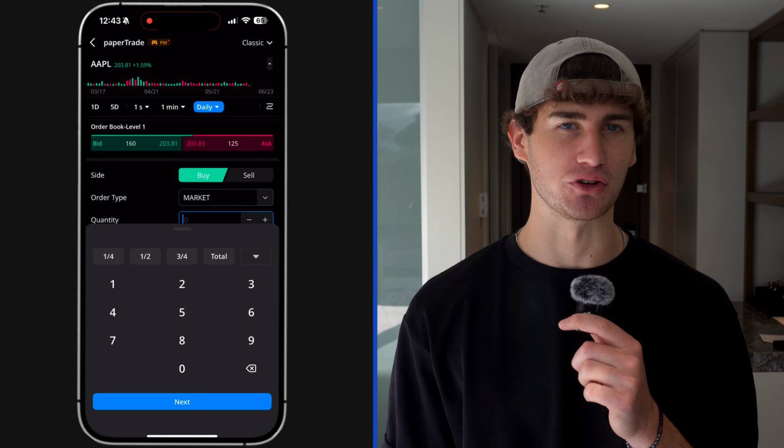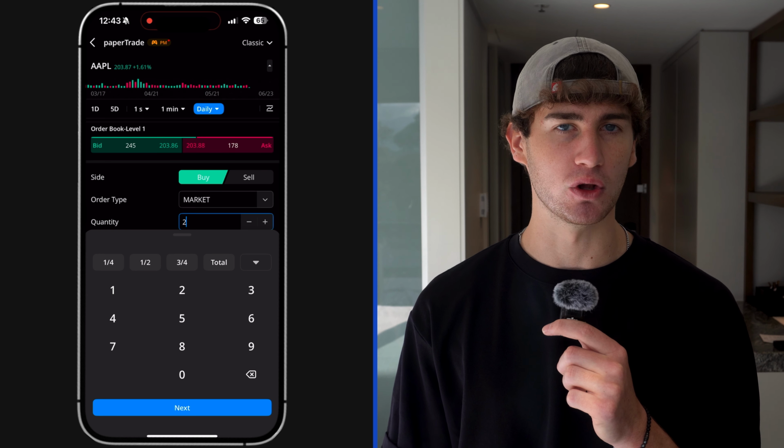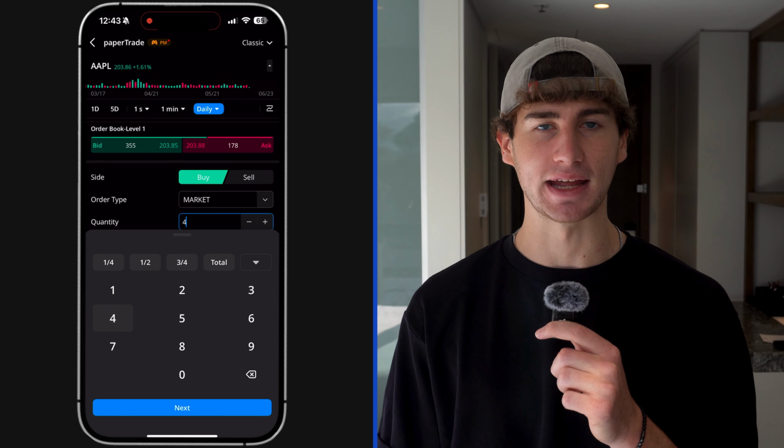Next, enter the number of shares you want to buy. You can tap total or any of these fractions, and Webull will automatically calculate the number of shares based on the cash available in your paper trade account. Let's buy 4. Time in force doesn't matter for market orders, but it's important when using limit orders, and I'll explain that in a second.